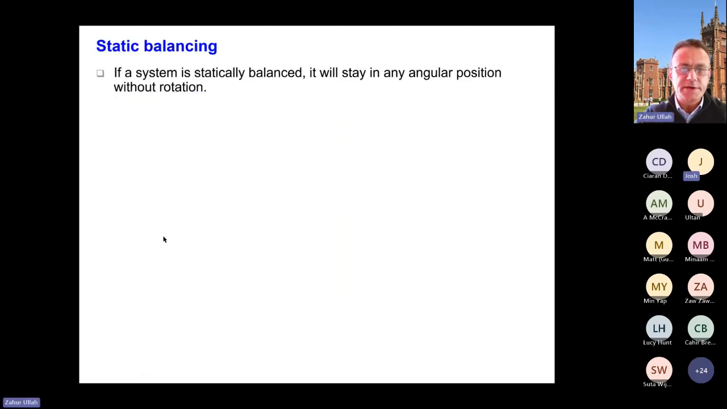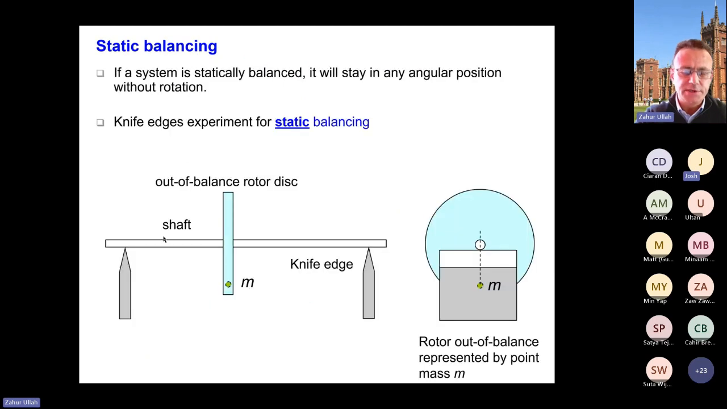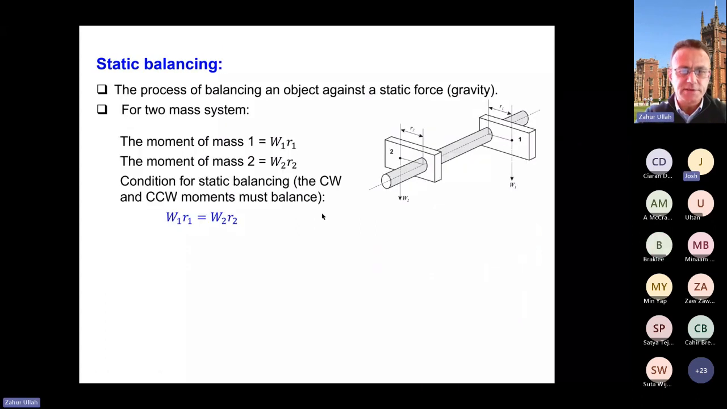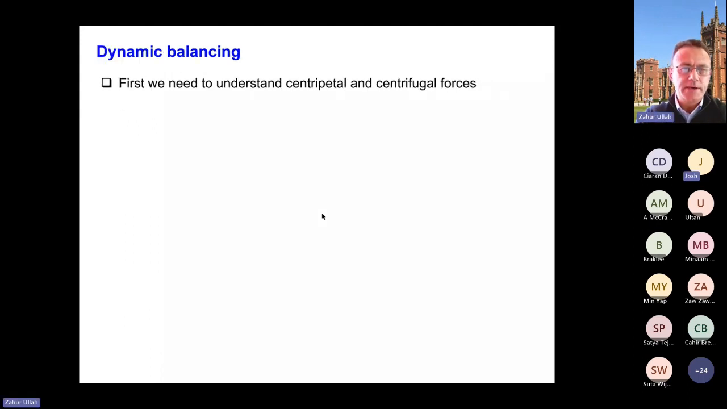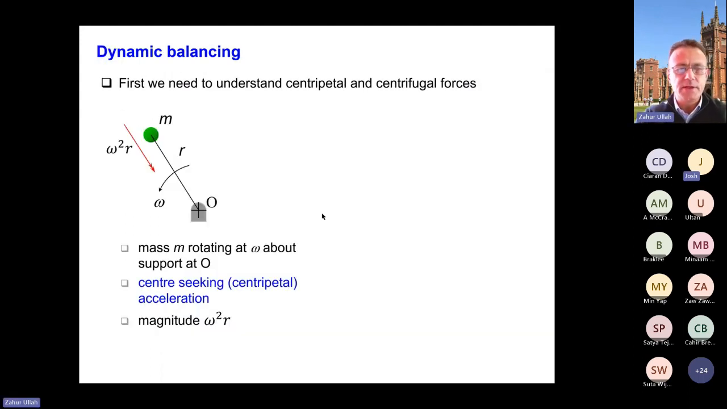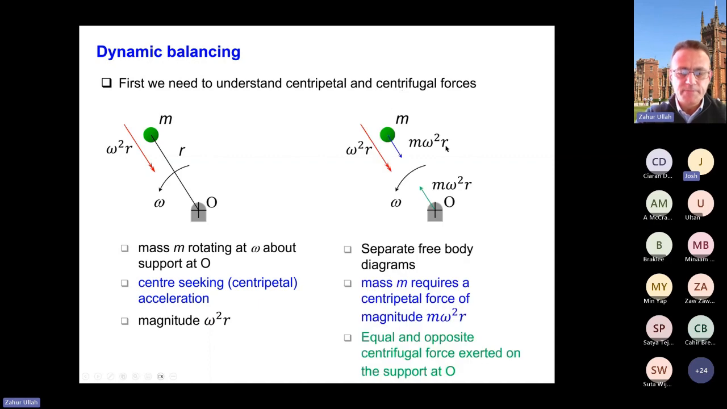So we discussed static balancing. I'm not going into the detail of these. We discussed this knife edge experiment, and then the balancing of static cases, when we have these different out of balance masses. In static balancing, we just take care of the gravitational forces. In dynamic balancing, we then need to take care of the centrifugal forces, which is mr omega square, which you can see here.